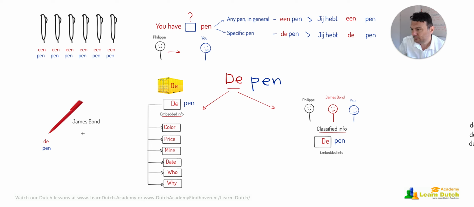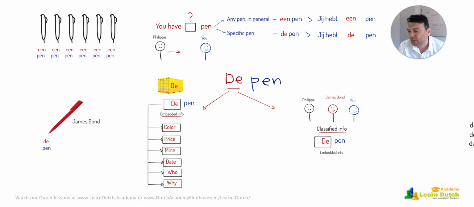But pay attention, the has embedded information inside. What do you know about the pen? What could you tell me about the pen? We know the color, it's red. Price, 100. Is it yours? No, it's mine. Do you remember when he gave it to me? Last year. Who gave it to me? James Bond. Why? It was a birthday present, right?